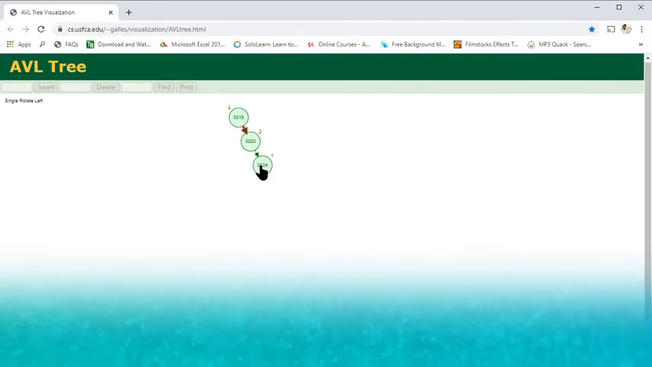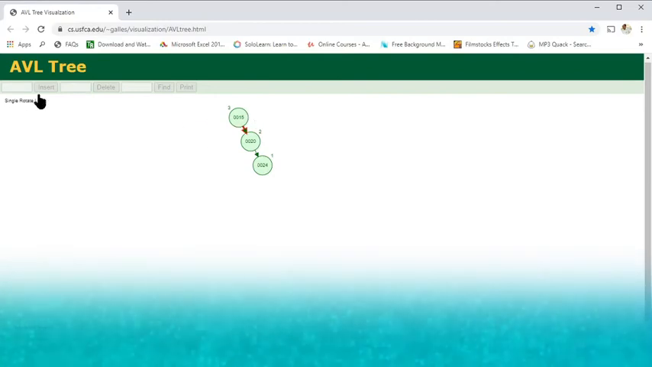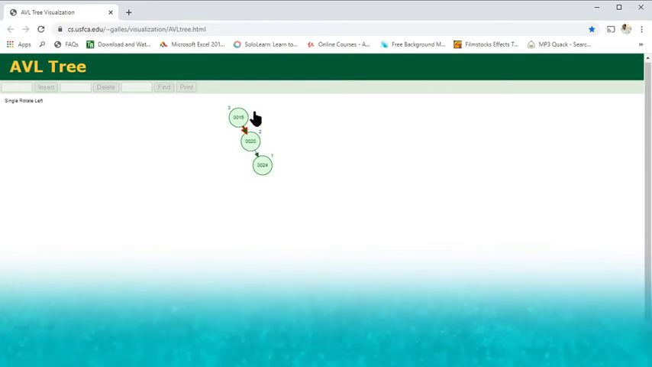So if everything is in the right side, single rotation, that means single left rotation. You can see single rotate left. So if I make a left rotation, 20 goes to the top, 15 left side, 24 right side. Rotated. Now it's in a balanced form.